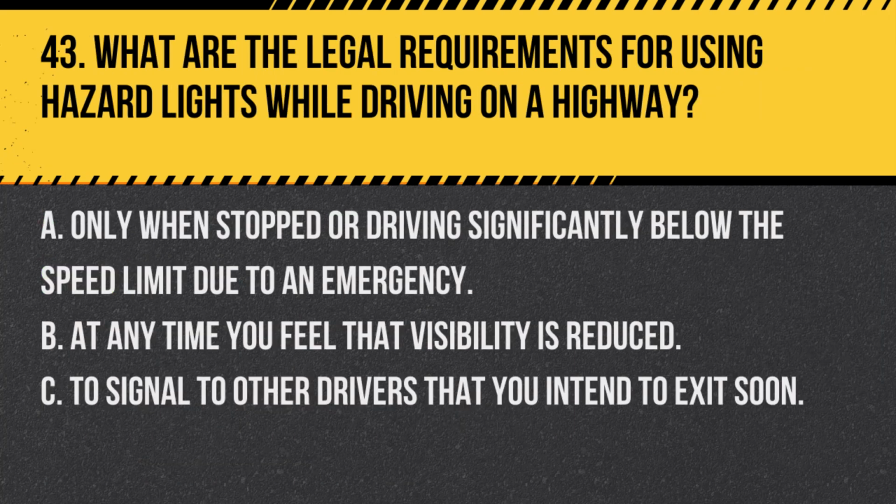Question 43. What are the legal requirements for using hazard lights while driving on a highway? A. Only when stopped or driving significantly below the speed limit due to an emergency. B. At any time you feel that visibility is reduced. C. To signal to other drivers that you intend to exit soon. Answer: A. Only when stopped or driving significantly below the speed limit due to an emergency. Hazard lights are for emergency situations to indicate a potential hazard.